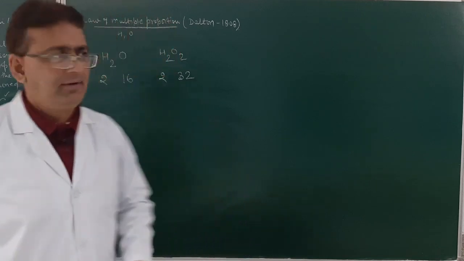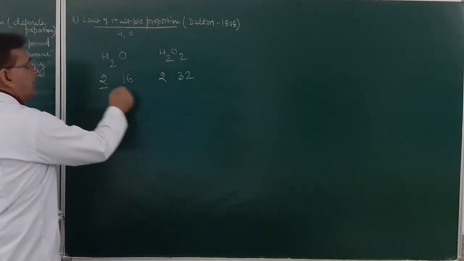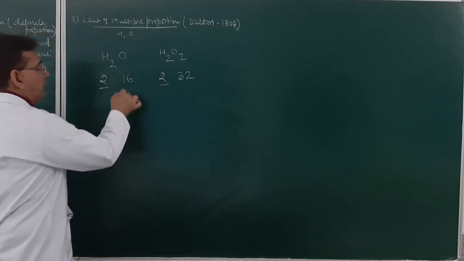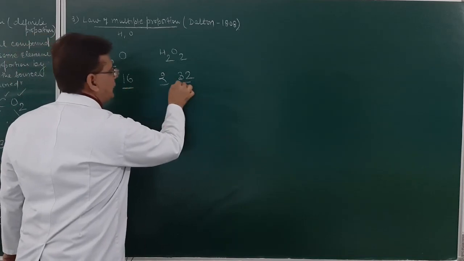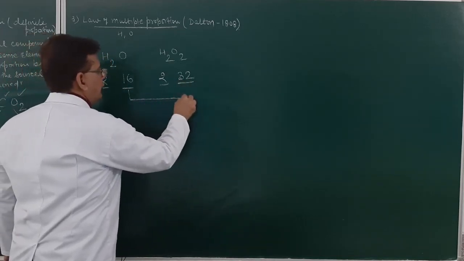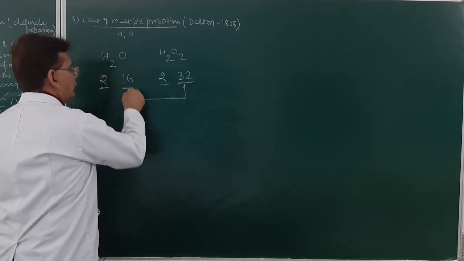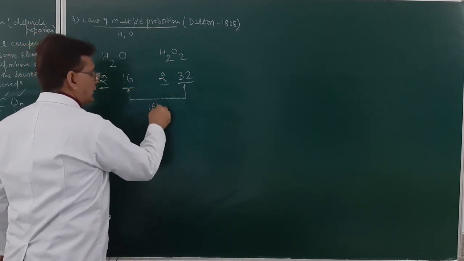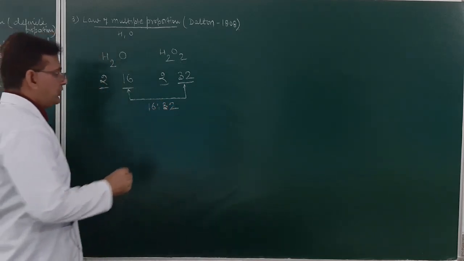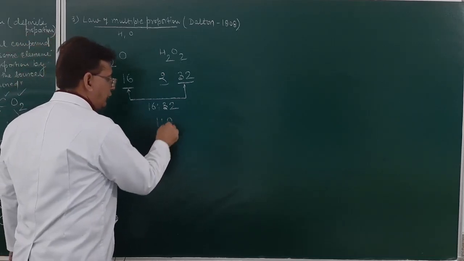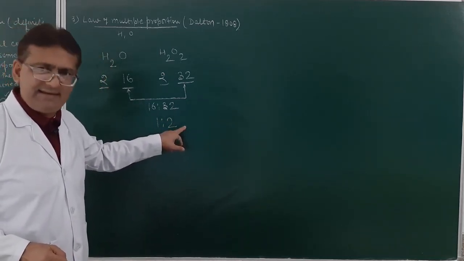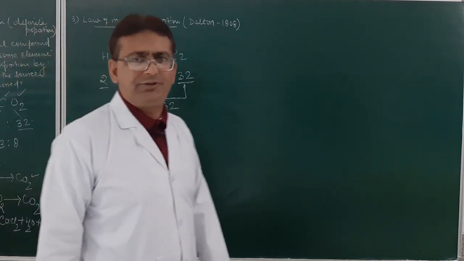The different mass of one element which combines with the fixed mass of the other element bears a simple ratio to one another. What is the mass of hydrogen? 2. It is fixed. What is the mass of oxygen? 16. And here? 32. So, what will be the ratio of oxygen? This will be 16 ratio 32. Am I clear? So, what will be the answer? 1 ratio 2. Is it not a simple multiple ratio? Yes. So, the law is illustrated.